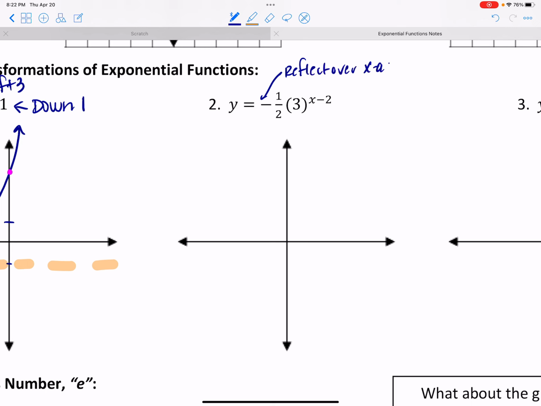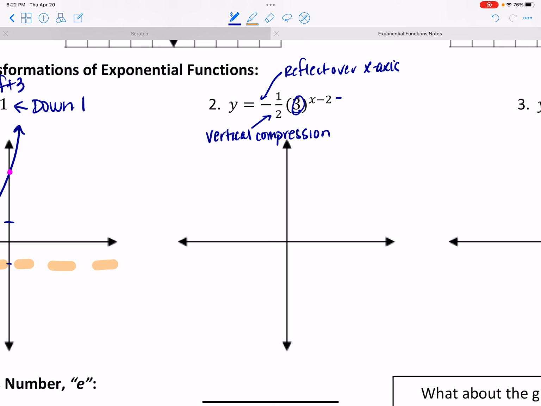I also have a 1/2 here. It's a little bit hard to just sketch, but the 1/2 is going to be a vertical compression of the graph. It's going to slow it down a little bit, if that makes sense, right? You're tripling your outputs, but then you're going to cut them in half, so it slows it down a bit. Again, a vertical compression. Technically, we would say by a factor of a half.